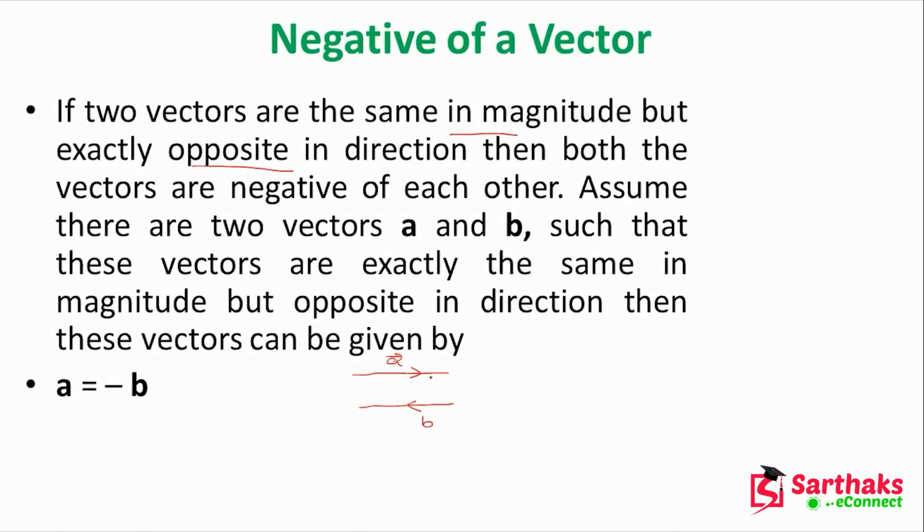So here we have taken two vectors A and B, which are exactly the same in magnitude but their directions are opposite. That's why it is the negative of a vector. That means vector A is minus vector B, or I can say vector B is minus vector A. So one vector is the negative of the other one.